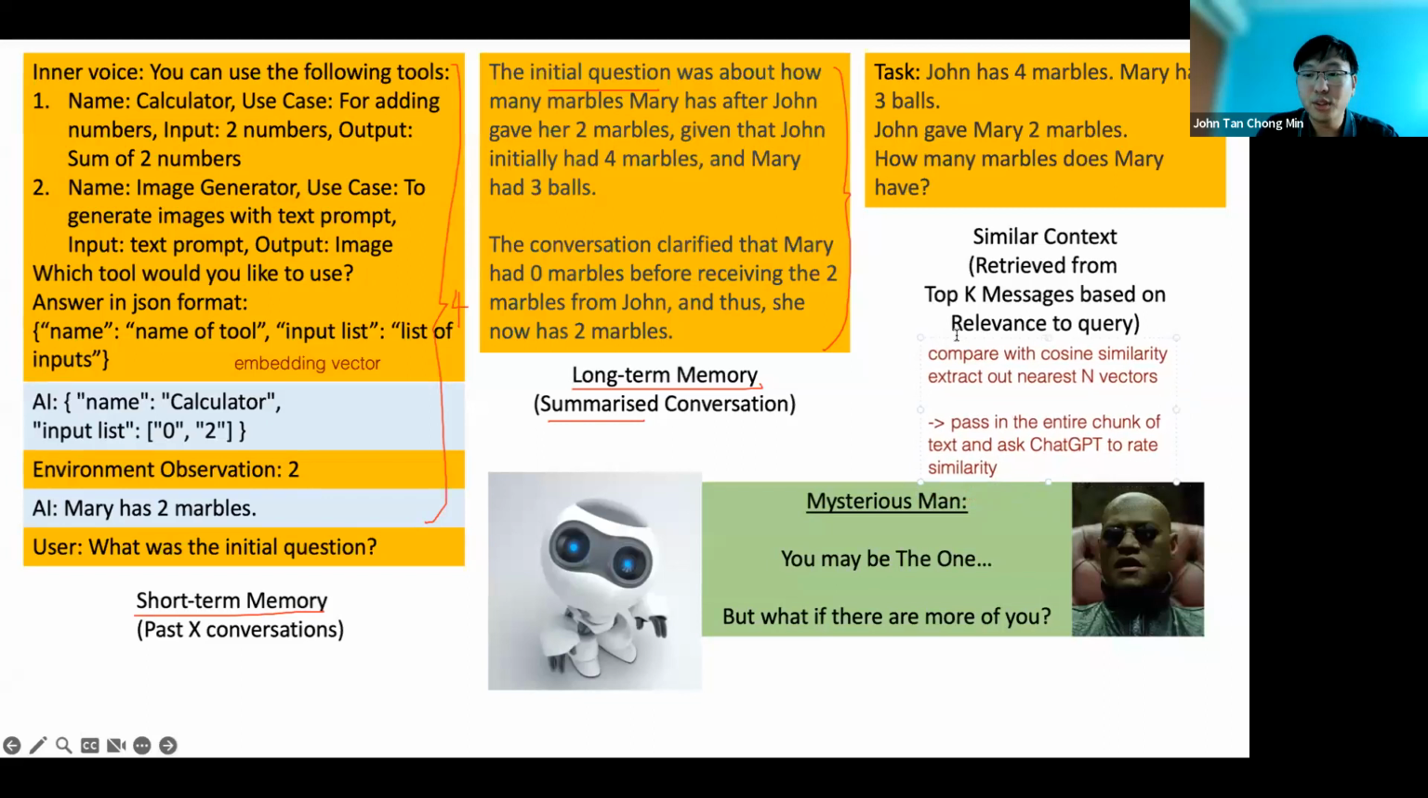Okay, so there are various ways to do this. Usually people use cosine similarity because it's cheaper. It's less than 1 cent to do one chunk, and you can use that vector again and again to compare cosine similarity with your query, find the more relevant messages, and this can be put into your context as well.